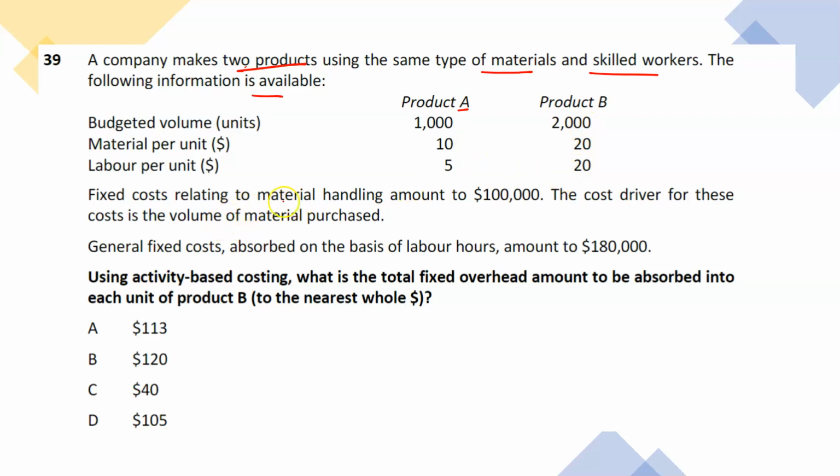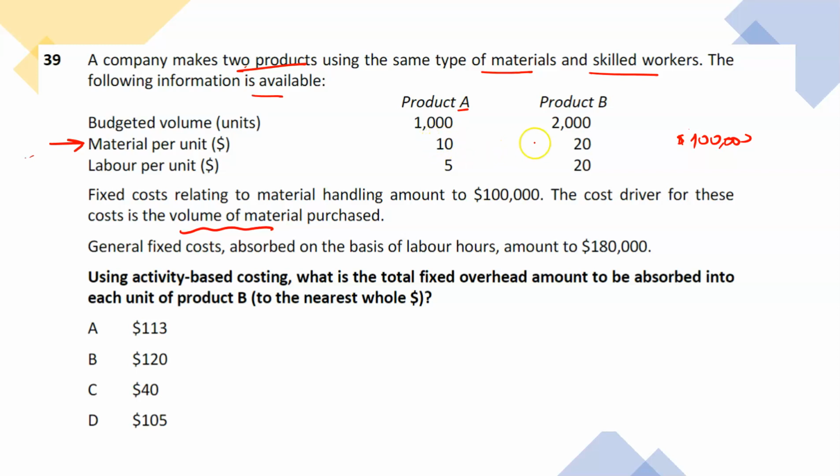So it says the fixed costs relating to materials amount to 100,000. So literally, we have spent $100,000 here, and the cost driver here is the volume of materials purchased. I can find that: if you did 1,000 units here, and then you have 10. Given that we're using the same type of material, you could argue that you're spending more here.